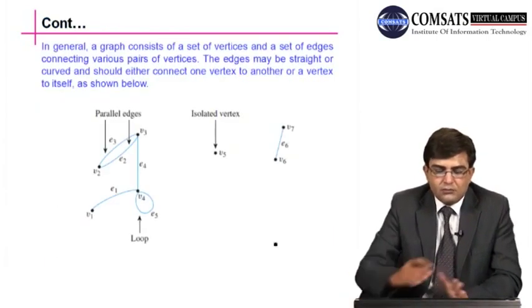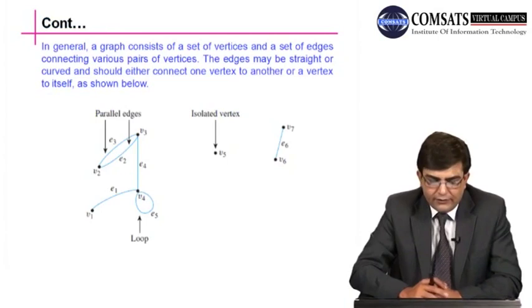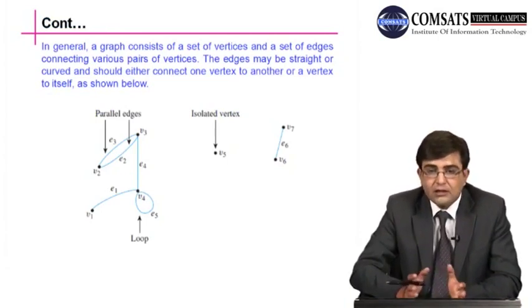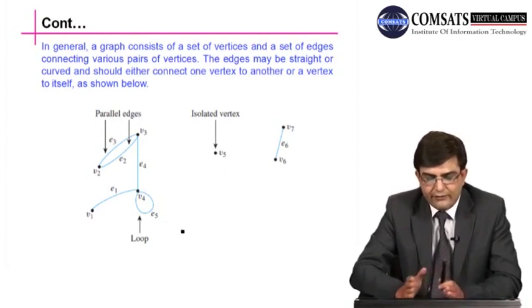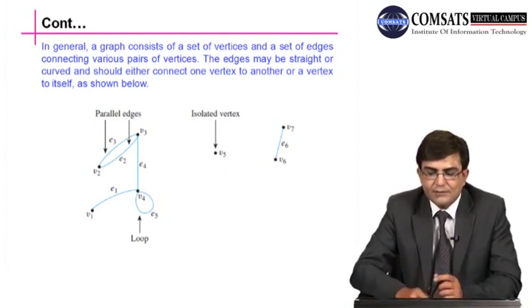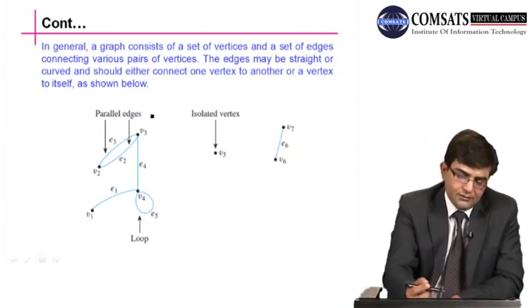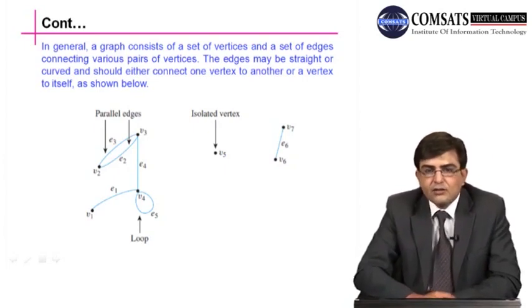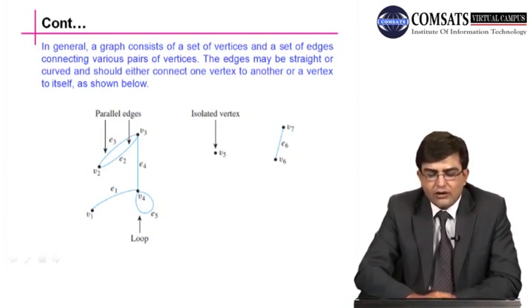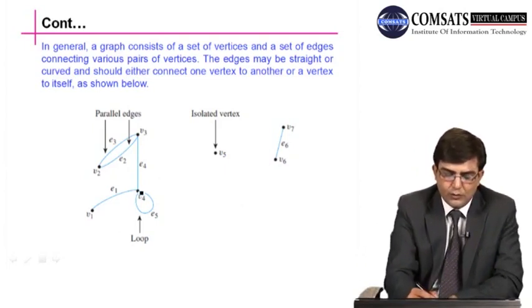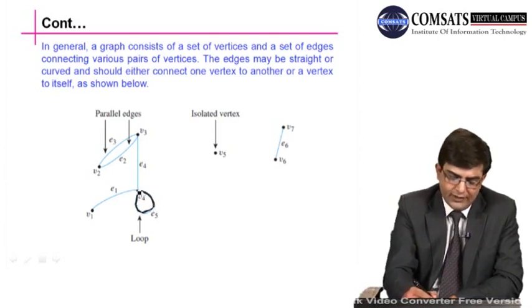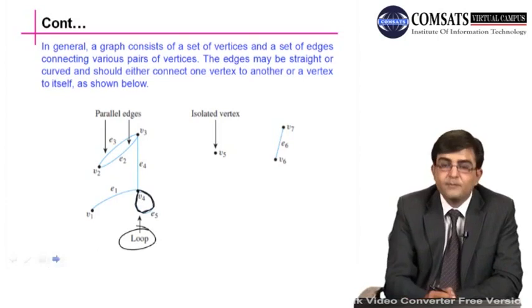In general, a graph consists of a set of vertices and a set of edges which connect various pairs of vertices. The edges may be straight or curved lines, and should either connect one vertex to another or a vertex to itself. A vertex to itself means there may be a loop. If a curve connects a vertex to itself, this is called a loop.